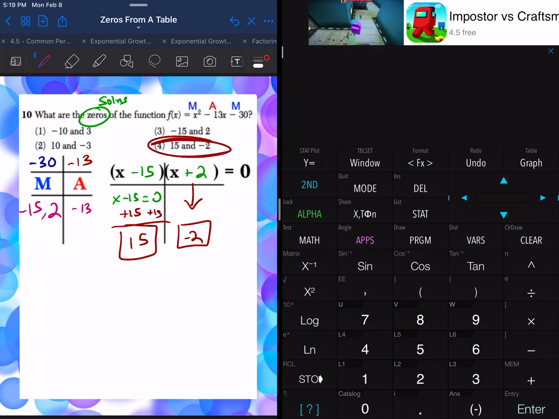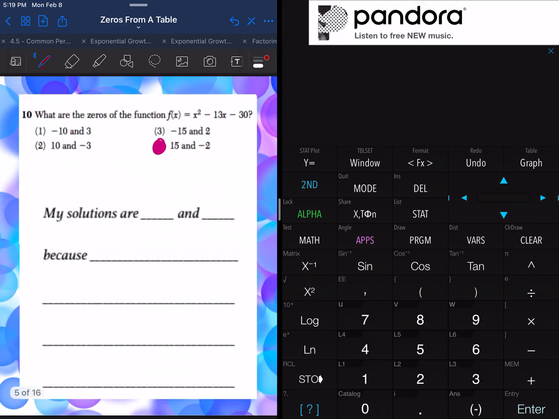And this is tricky because I had to do some thinking and then I had to do some solving, and there's got to be an easier way to do this. And that's why we're using the calculator. Okay, so I know my solutions are 15 and negative 2. Let me show you something cool.